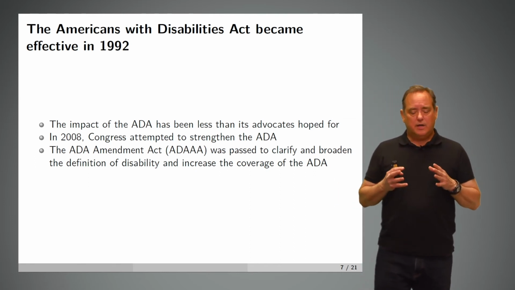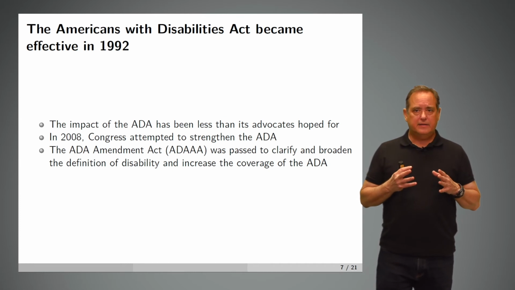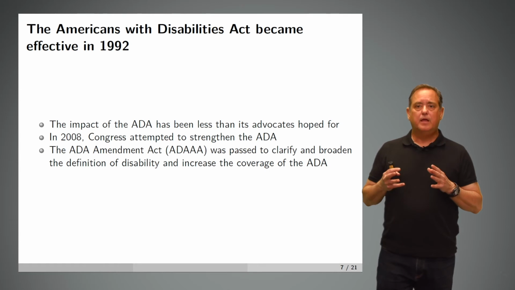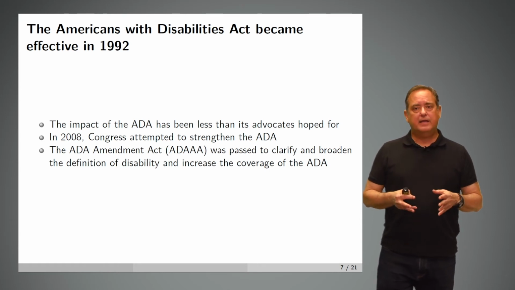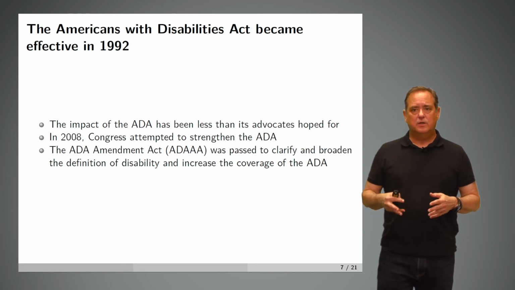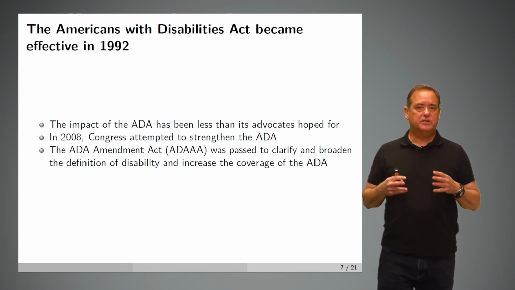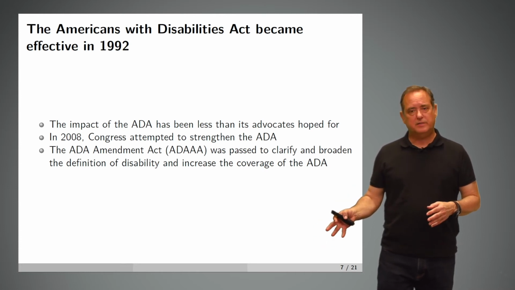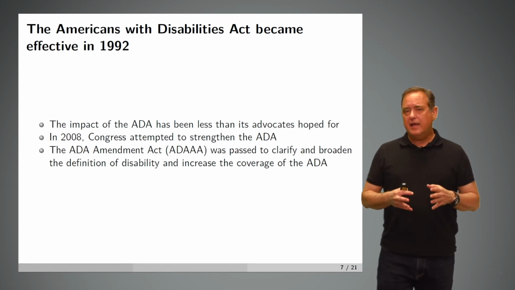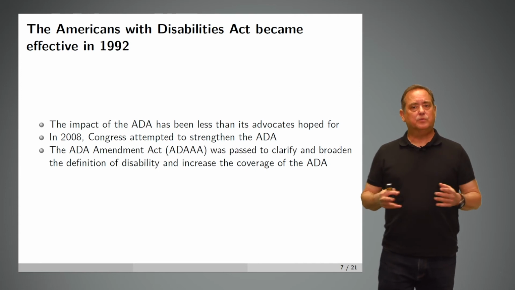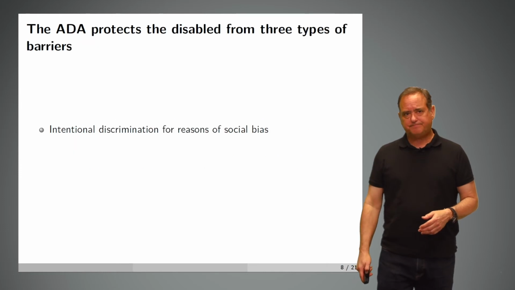The major hurdle that disabled individuals had to overcome in early ADA analysis, and I say early, for the first 10, 15 years of its existence, was establishing disability, was to establish, are you disabled? And we'll talk about the test for disability. But what the ADAA said was essentially, we're going to make more people disabled. We're going to broaden the class of people who are disabled.